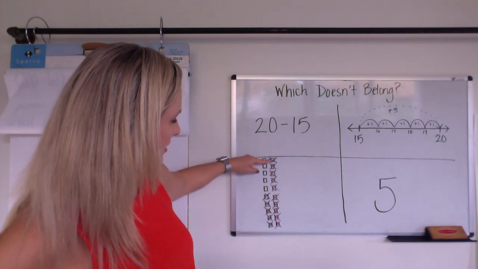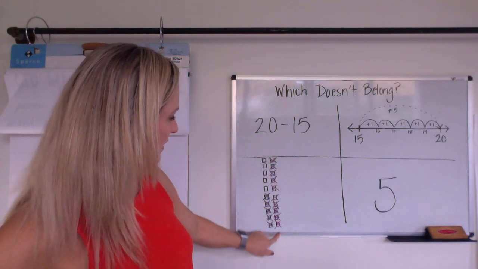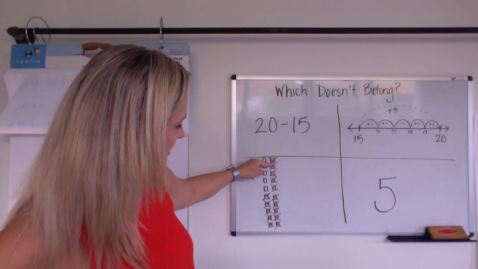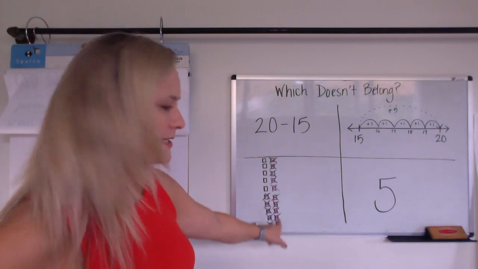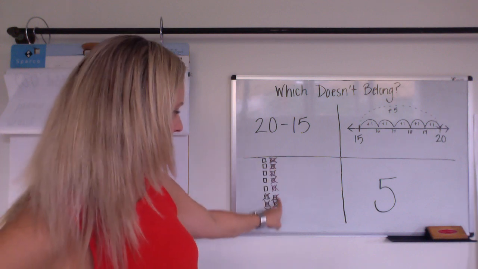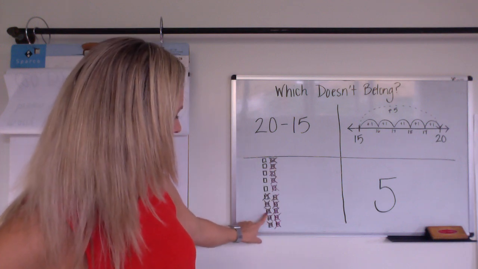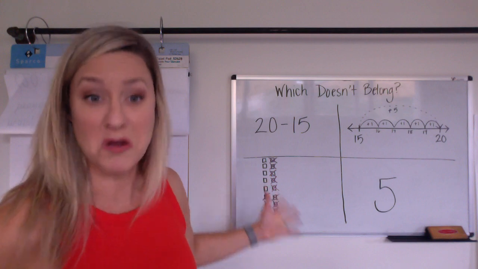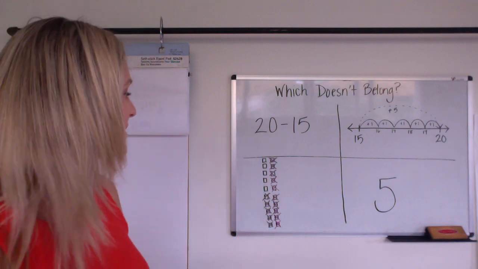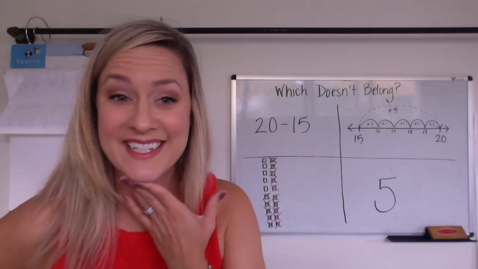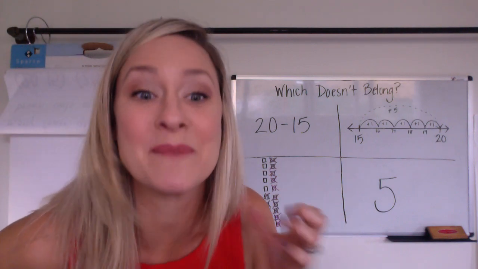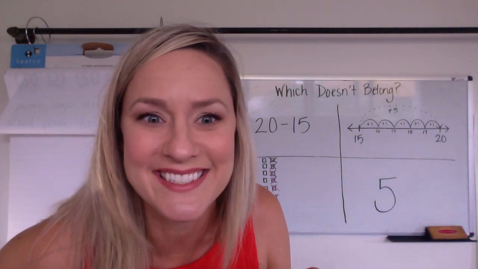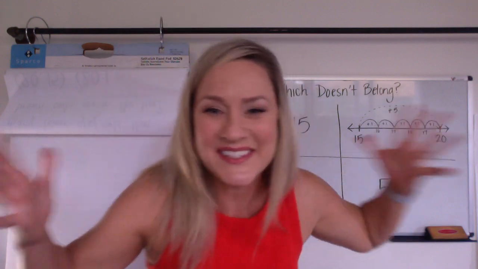So let's count how many are crossed off here. We started with 20 and we crossed off 1, 2, 3, 4, 5. Wait a minute. This whole thing is just a 10. Could I just say 10, 11, 12, 13, 14, 15? Okay, so 15 were crossed off there. So it represents 20 minus 15. What did you say? I want to know. Tell me in the comments. Did you guys say this one first? What did you do? Tell me.